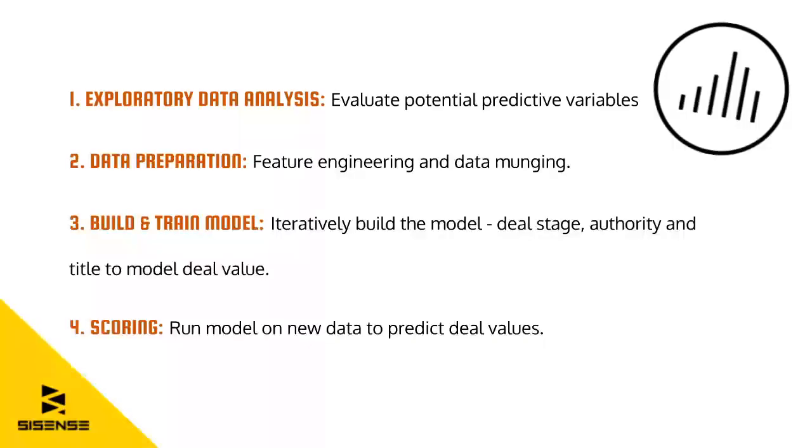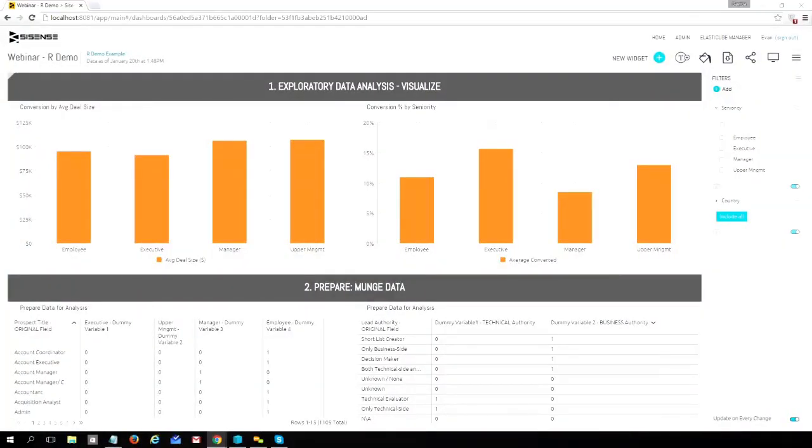So we can perform that statistical analysis. Again, as Jared said, we're going to go through 4 stages. Exploratory data analysis, to actually evaluate potential variables, data preparation and some of the challenges that may come up around that. We're then going to build and train a model using those variables we discussed. And lastly, we're going to go through a process of scoring to run the model on new data to predict potential outcomes. So I'm now going to just switch over to a live demo we have.